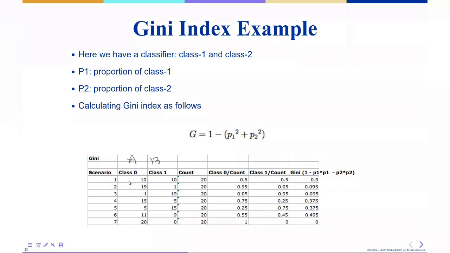Look at the next scenario. Scenario 2, I'm landing in a node that has 19 A's and 1 B. Am I A or B? You can pretty confidently say I can predict I am A, because 19 out of 20 times, I'm A. Plug into the formula, and your Gini index is pretty close to 0.